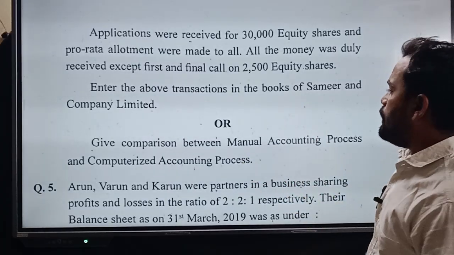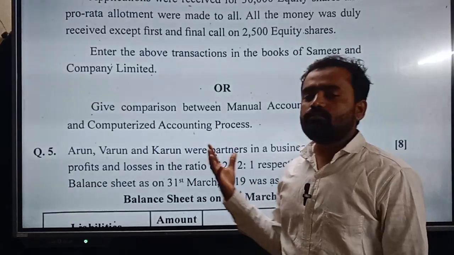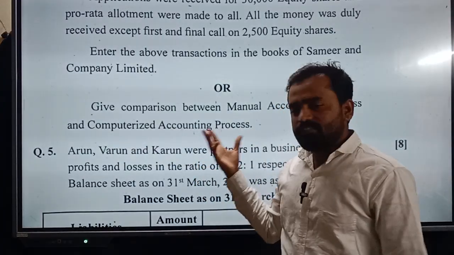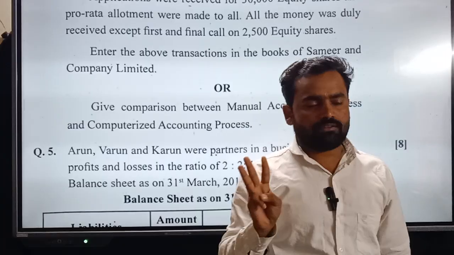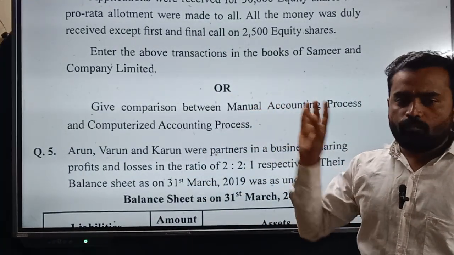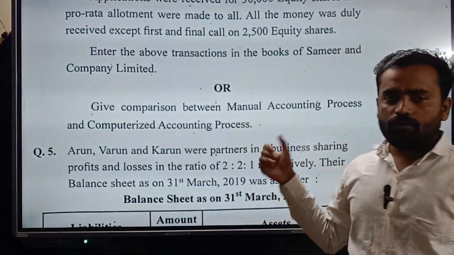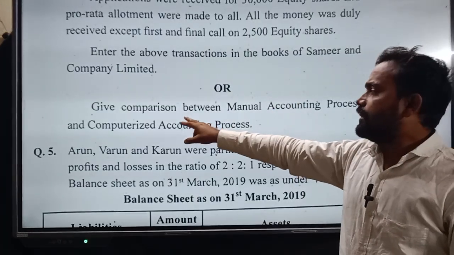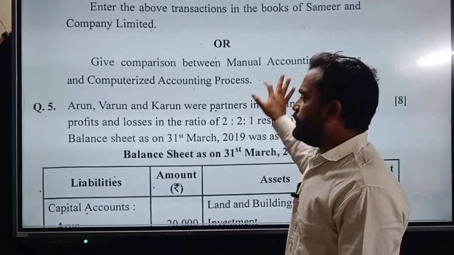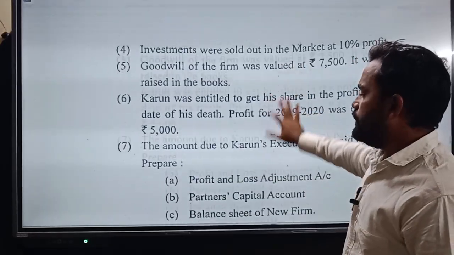Then the optional question for question number 4 is computerized accounting. Give a comparison between the manual accounting process and the computerized accounting process, means the difference between computerized accounting and manual accounting. In this chapter you have 3 questions, and 1 of these 3 questions will be given in the examination: importance of computerized accounting, features of computerized accounting, or difference between computerized and manual accounting. In this question paper they gave the difference between manual and computerized accounting.